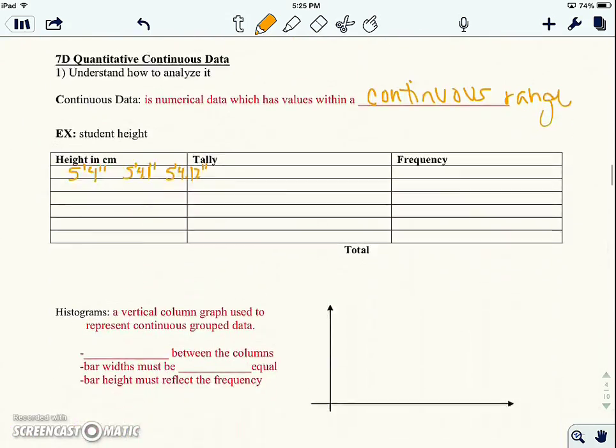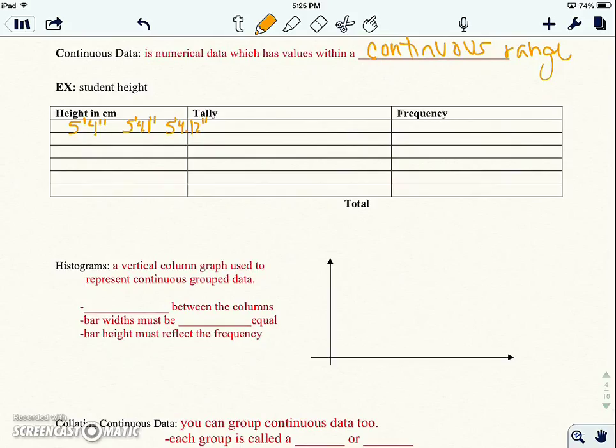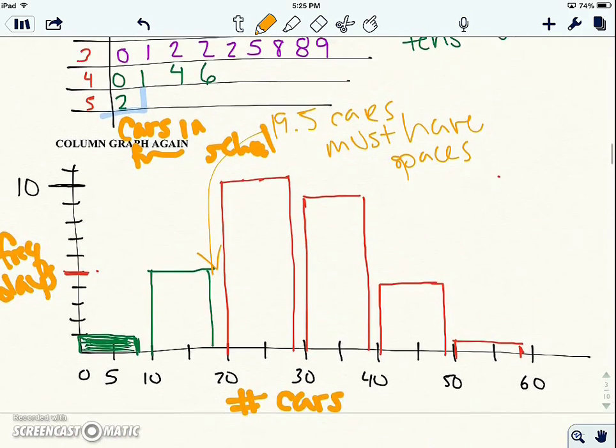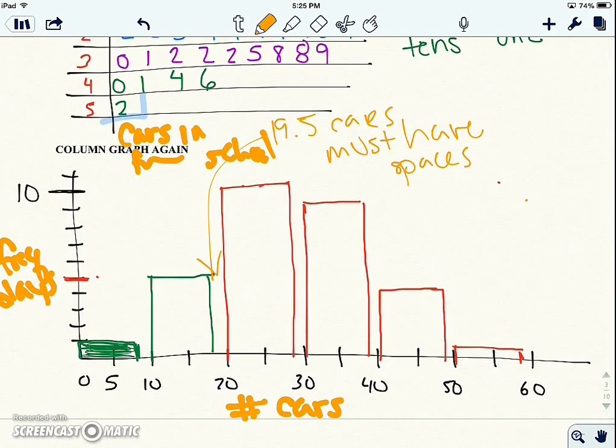Instead, let's just talk about how we would graph something like this. A histogram is a vertical column graph used to represent continuous grouped data. There must be no gaps between the columns, and the bar widths must always be equal. And then the bar heights must reflect the frequency. So pretty much it's what we did here, but without the spaces.